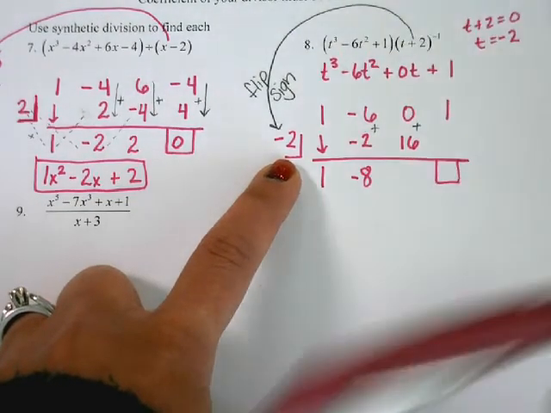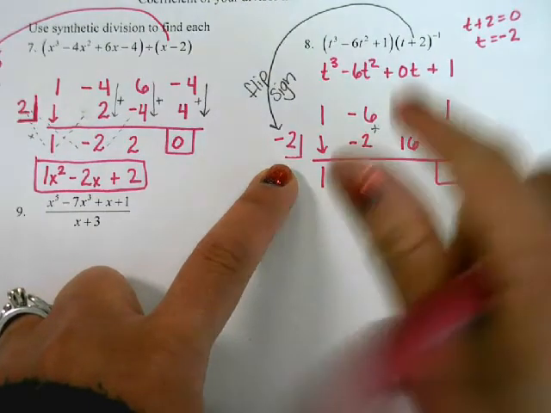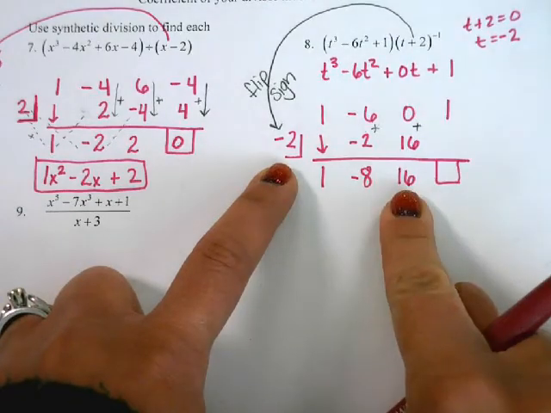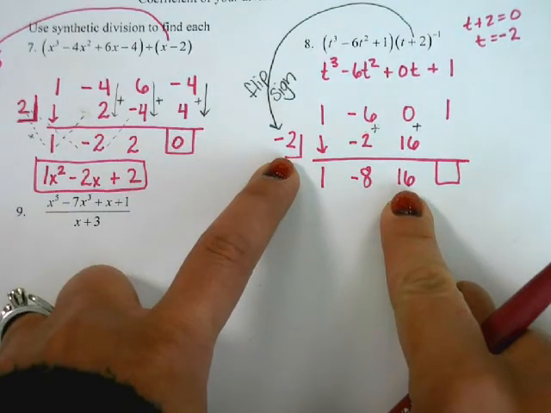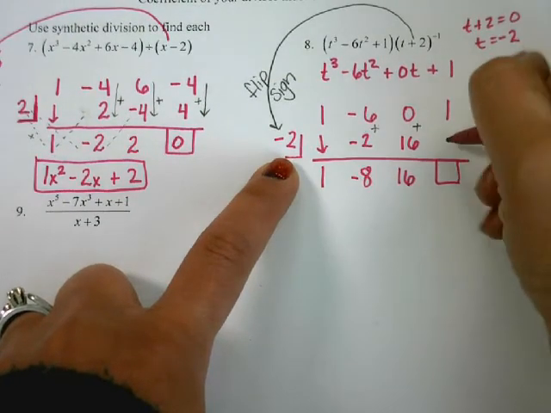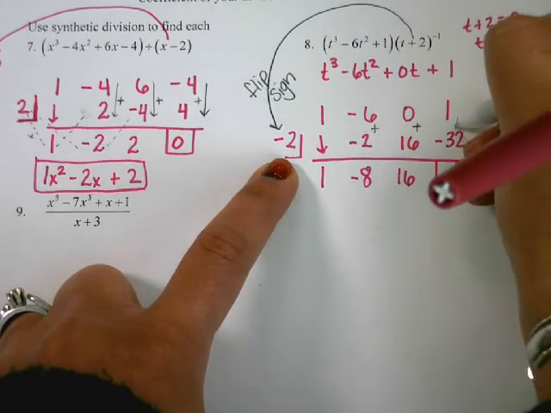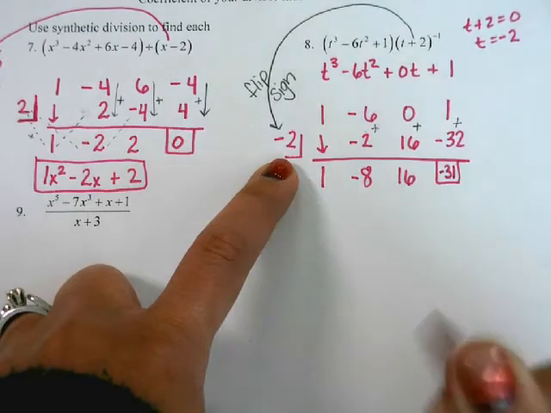Add down. 0 plus 16 is 16. 16 times a negative 2. Negative 32. Add down. Ooh, I didn't make my box big. Oh, there it is. Negative 31.